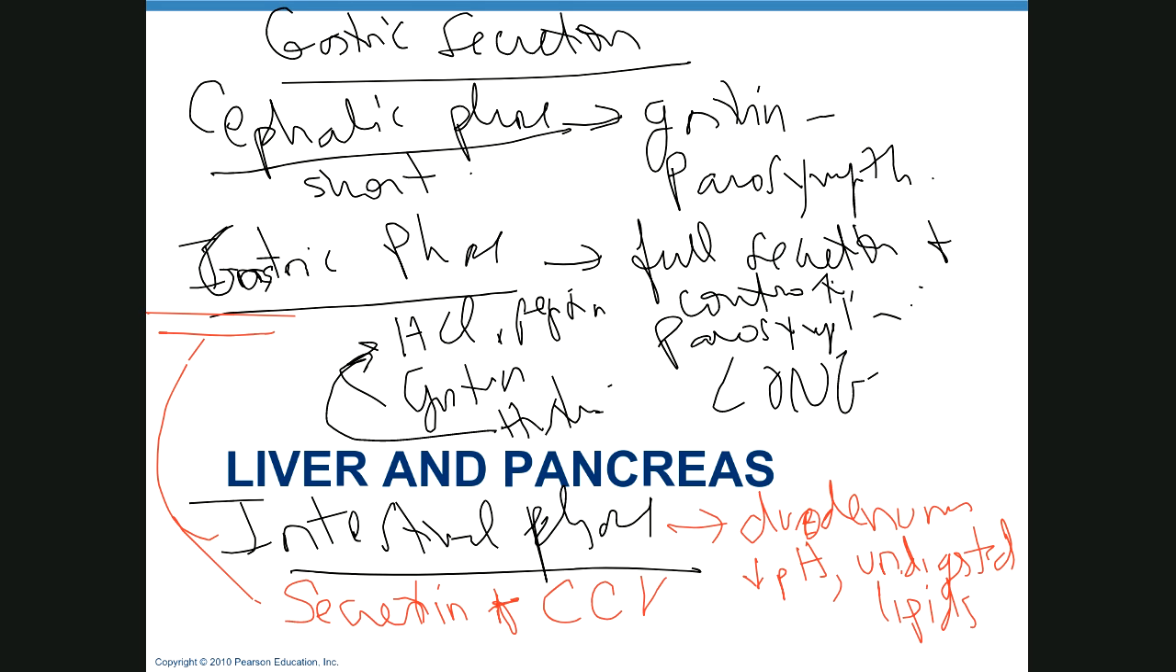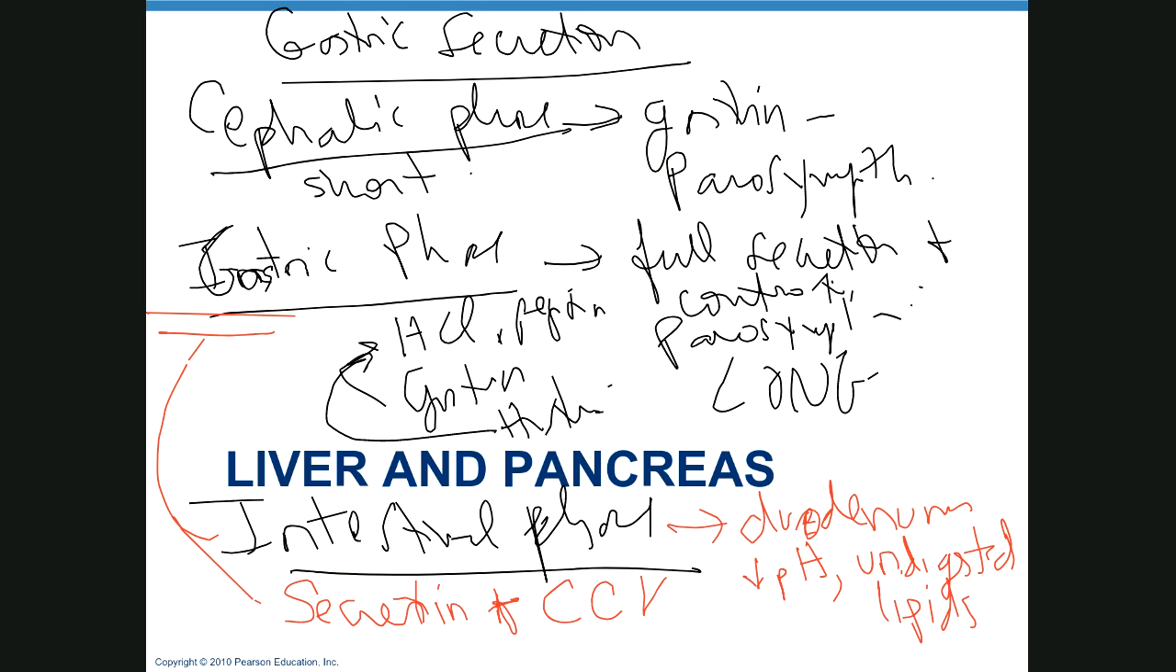And then we're going to see in a few minutes how secretin and CCK are also involved in the secretion of digestive enzymes. Okay. So there is a back and forth between the gastric phase and the intestinal phase until the contents of the stomach are all digested.